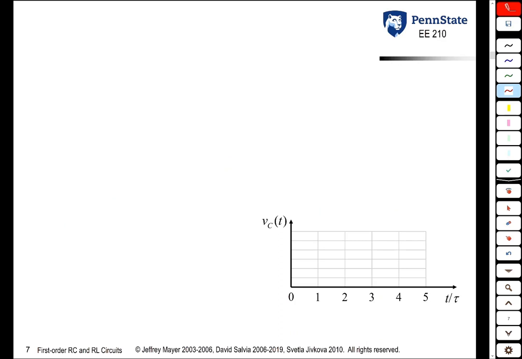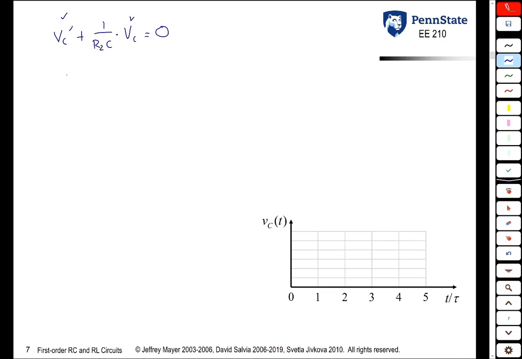Let's try to find a solution to this now. So we have Vc prime plus a, which in this case was 1 over R2 C, times Vc is equal to 0. If you think back to Math 250, what function Vc of t has a derivative that is the same form as the function itself, so that when you add the function to its derivative with some scaling, you can get 0?